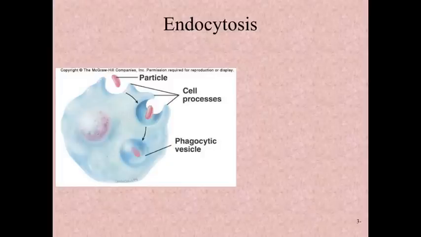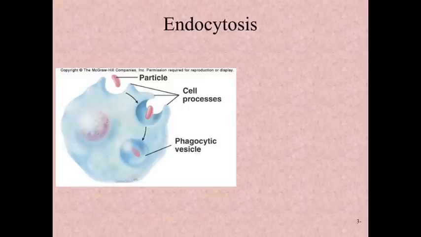Finally, there are a couple of other ways in which we can move substances across the membrane. The two are called endocytosis and exocytosis. Endocytosis is a mechanism in which a cell can take large particles and pull them in. And this particular image shows a summary of what's going to happen.